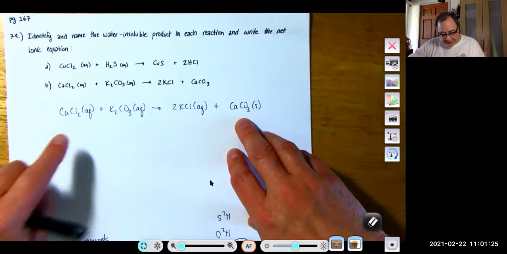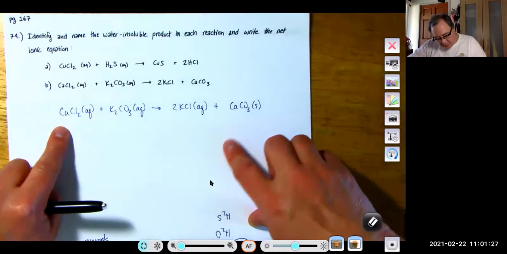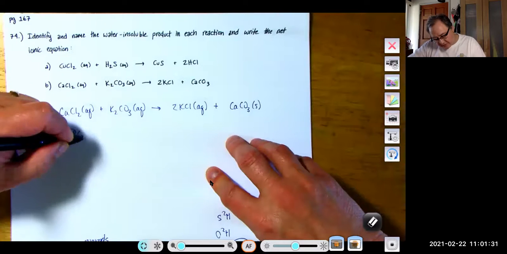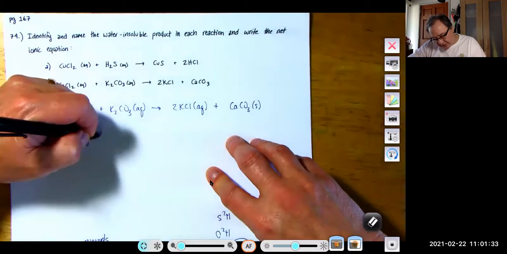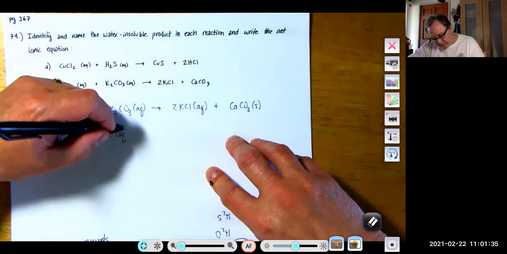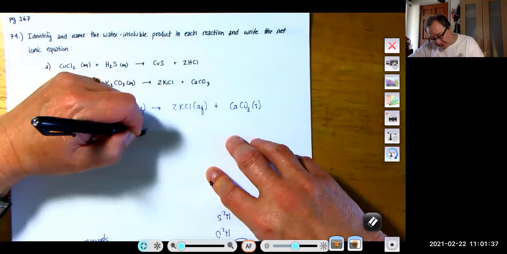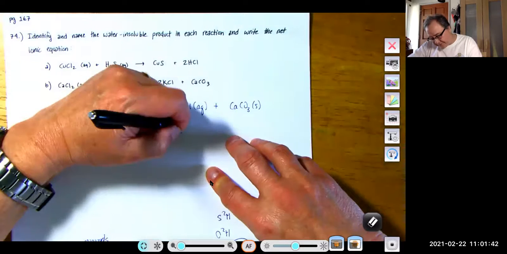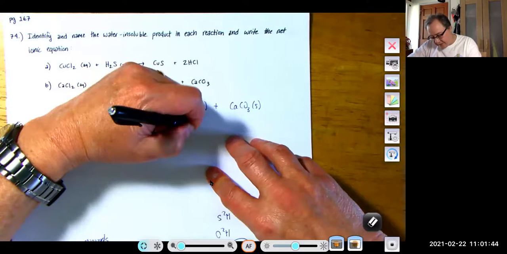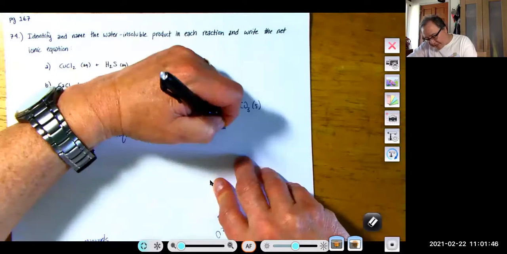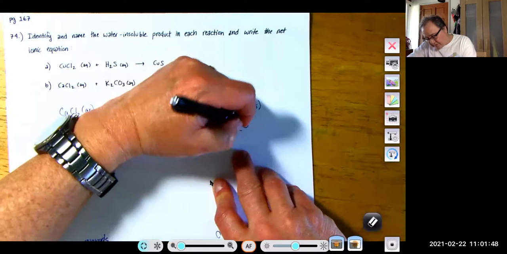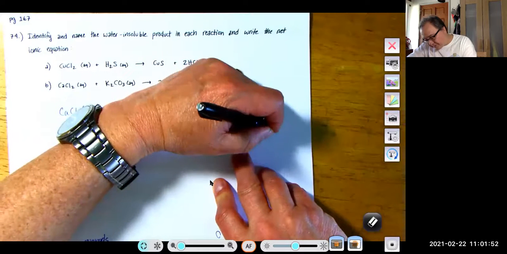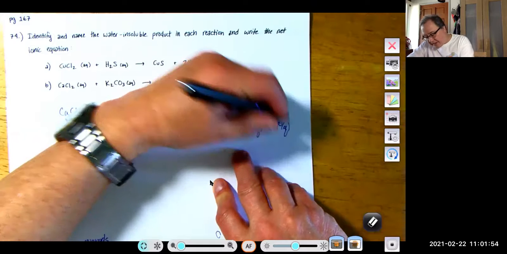This looks balanced. So we have a calcium 2 plus aqueous plus 2 chlorides aqueous plus 2 potassiums aqueous plus a carbonate that's aqueous. And then we have 2 potassiums that are aqueous plus 2 chlorides that are aqueous plus calcium carbonate, which is a solid.